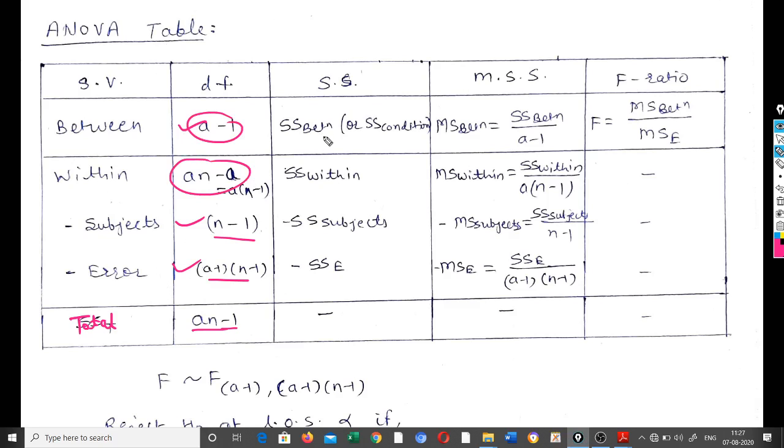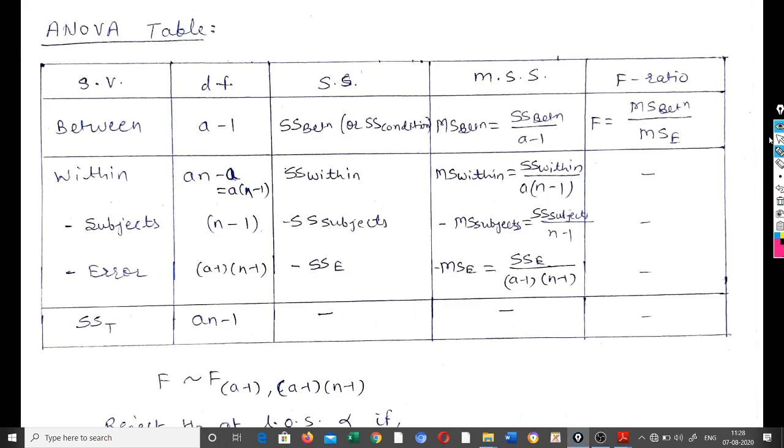Now the sum of squares due to between, put here. Yes, here it is SS within, here it is SS subjects, and here it is SSC. Mean sum of squares is obtained by using sum of squares divided by the respective degrees of freedom. So here are the mean sum of squares between, mean sum of squares within, between subjects, and mean sum of squares due to error, obtained like this. Find out the F ratio. Now the F ratio is obtained by MS between divided by MSC. Now this F follows the F distribution with A minus 1 comma (A minus 1) into (n minus 1).